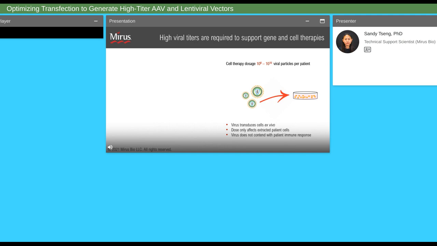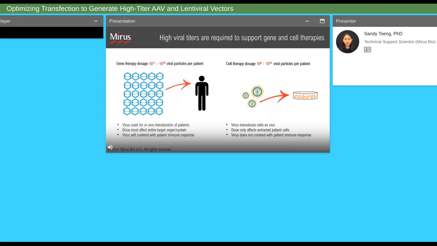In order to support these therapies, that means a high quantity or high titer of virus will be required. And it's estimated that the dosage is around the order of 10^8 to 10^10 in the case of cell therapies. And to remind you, patient cells are transduced ex vivo, and once edited, the cells can then be further propagated. The average dose for AAV-based gene therapies is larger. It's around the order of 10^11 up to 10^16, depending on where and how much virus will be required for the treatment.